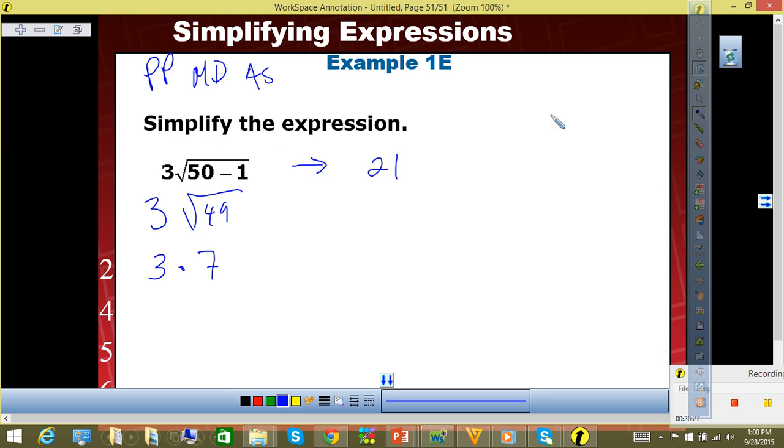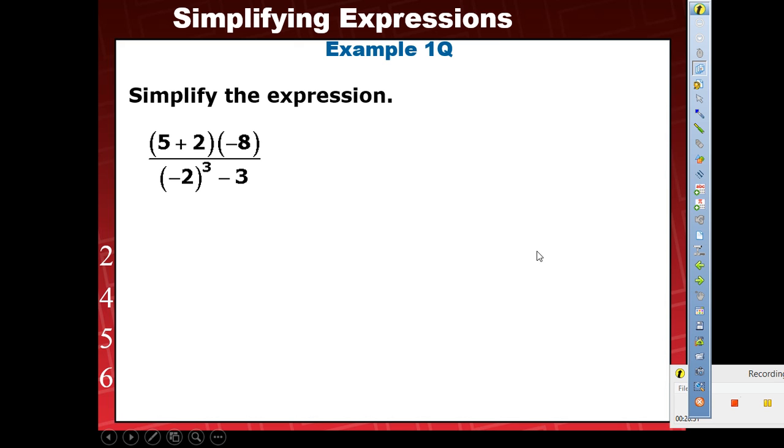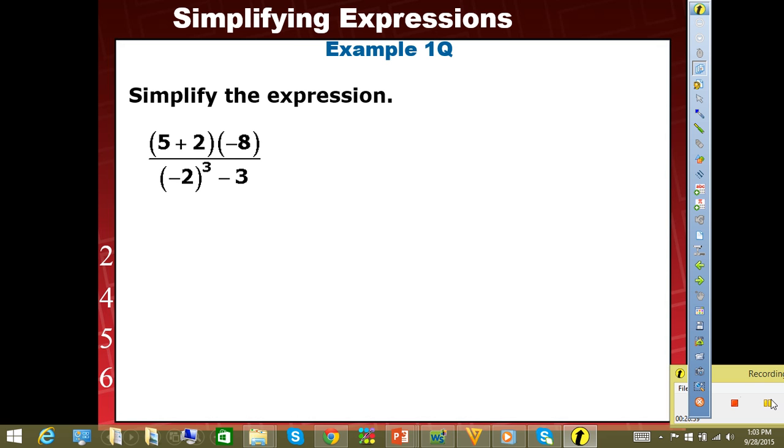All right. Copy this one. Do that one by yourself. You got about 30 seconds. Go. All right, check with the neighbors, see what they got.